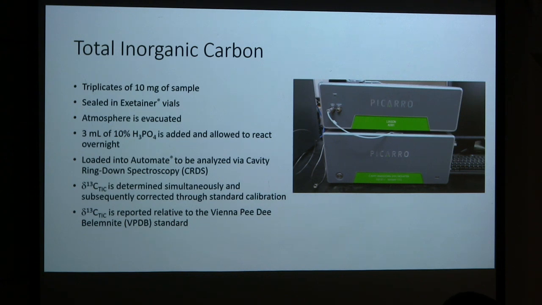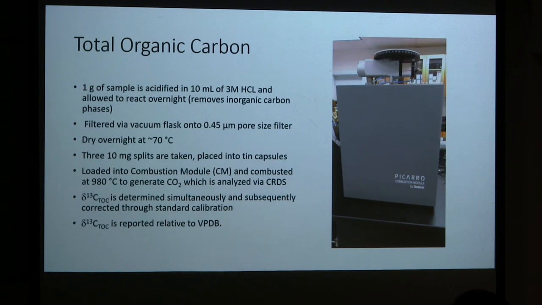The isotopic data was determined simultaneously and corrected through standard calibration. It was reported relative to the Vienna Pee Dee Belemnite standard, VPDB. For the total organic carbon, a gram of sample was acidified in 10 milliliters of 3 molar hydrochloric acid and allowed to react overnight. This removes inorganic carbon phases. So from now on, when I say total organic carbon, or TOC, you're going to see a subscript saying insol. That means that we're only looking at the insoluble remnants, because this acidification removes inorganic carbon phases.